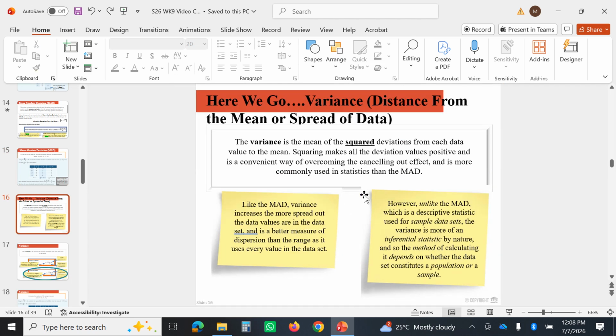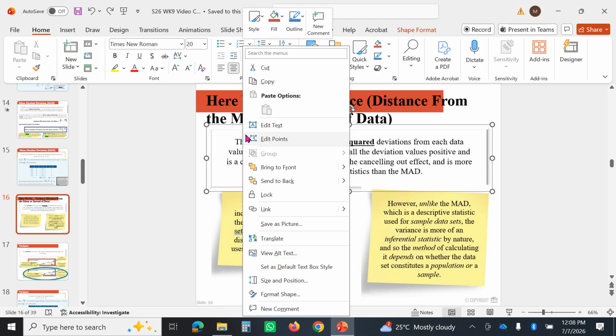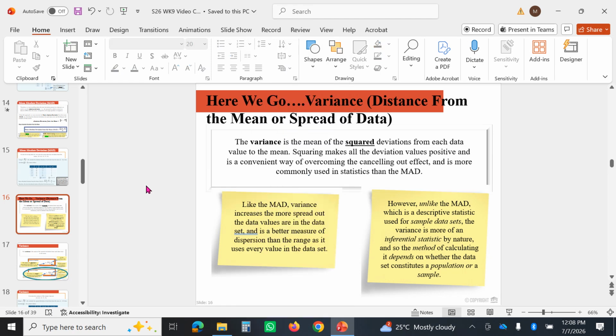Here we go. Variance, distance from the mean, or spread of data. Okay? And I'm just going to send that back there. There we go. So now we start getting into the big banana kind of a thing here. The variance is the mean of the squared deviation, okay, there from each data value to the mean.